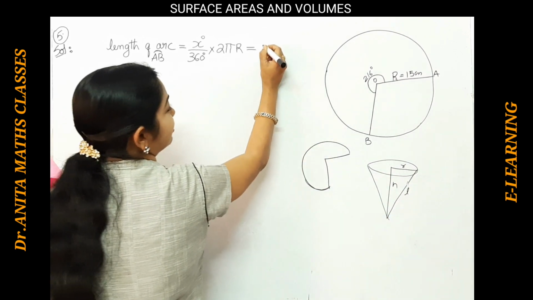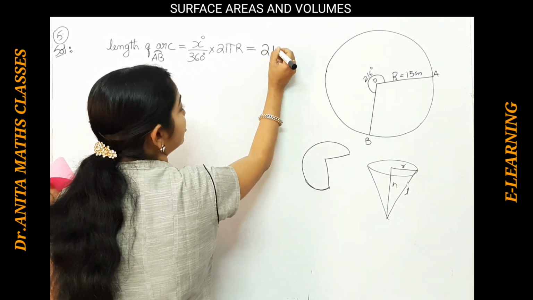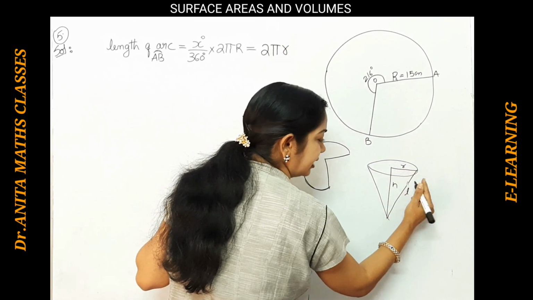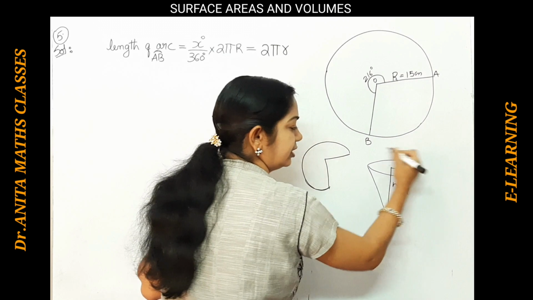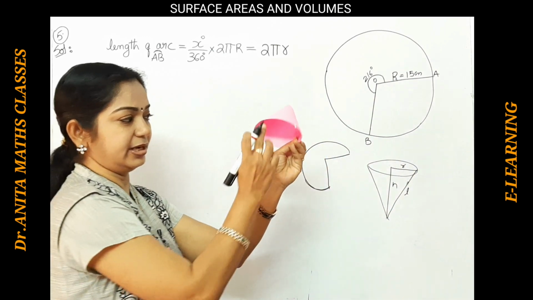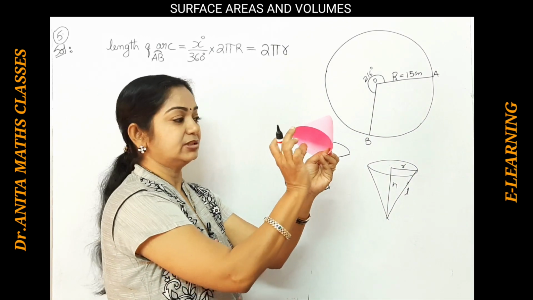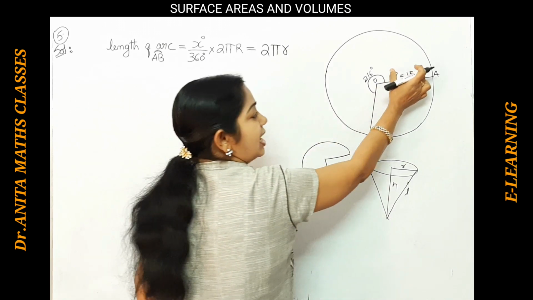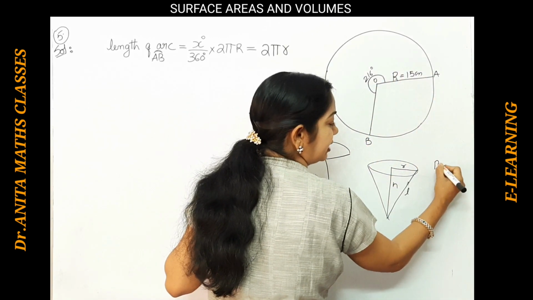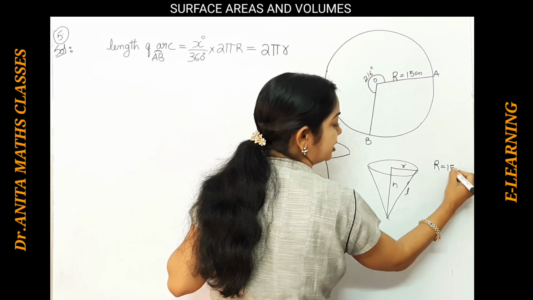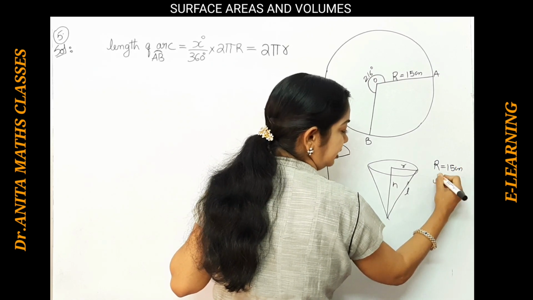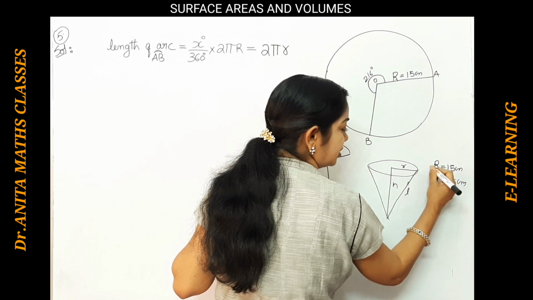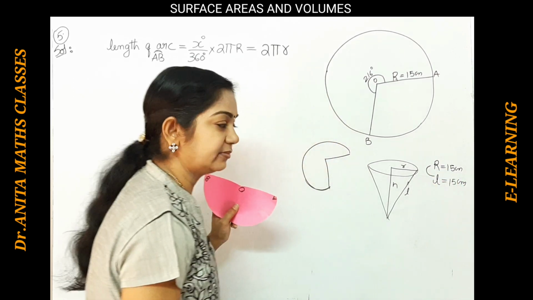Here the circumference is, again, we know, 2 pi r. Let me take this r as the radius of the base circle, the radius of this cone. So this r is different and this R is different. Here this capital R, in the case of the cone, becomes the slant height L, which is 15 centimeters. These two are one and the same.